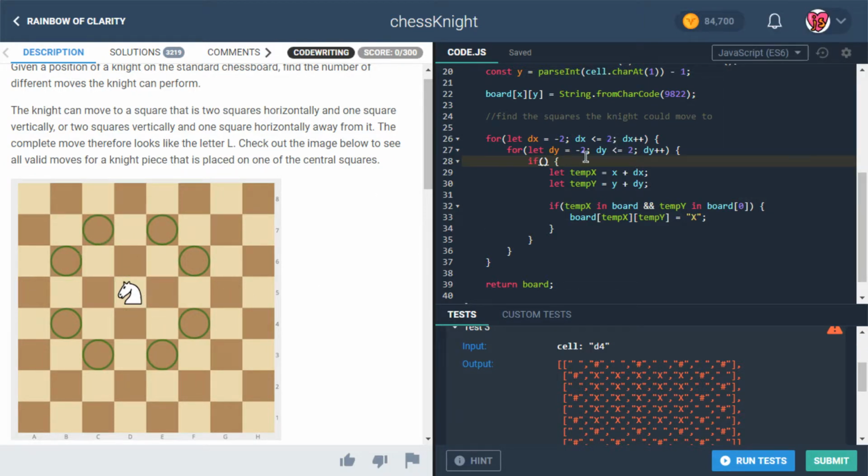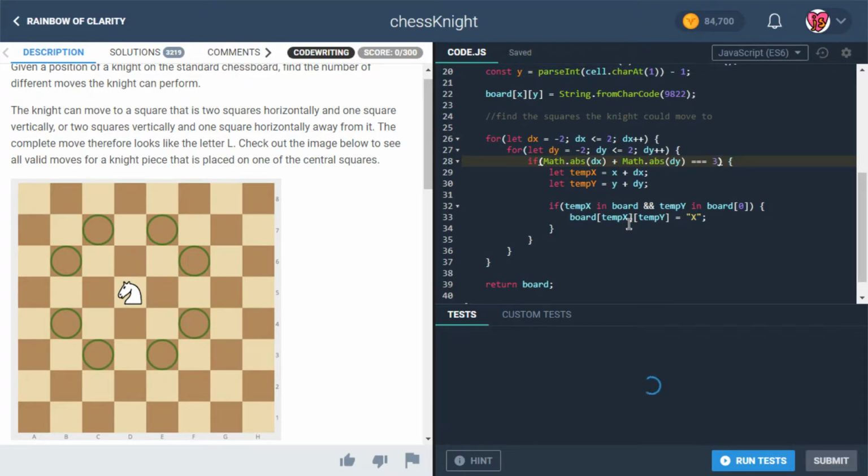We need to check, well, is the total number of moves equal to 3? Great. But how do we find the total number of moves? Well, it's basically dx plus dy, but there's just one issue. dx and dy can both be negative or positive, so we specifically want to look at the absolute value. How many squares did we move? Math.abs(dx) plus Math.abs(dy) equals 3. If we're moving exactly 3 squares.